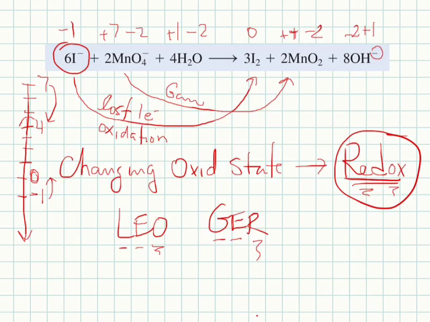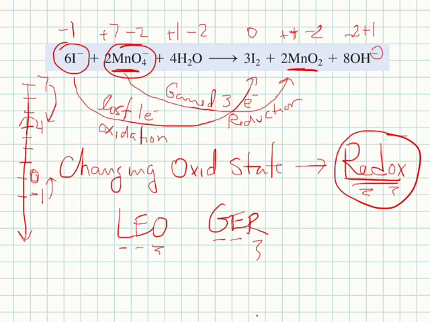So we had gained 3 electrons, e minus. Gaining electrons is reduction. So we see an oxidation reaction, the iodides become iodine. We see a reduction reaction, the permanganate is becoming MnO2. Now, we could say that permanganate is being reduced, or more specifically, the manganese in permanganate is being reduced.